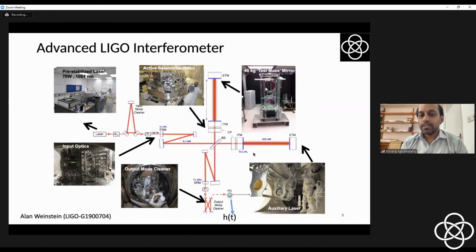And this signal is also further enhanced in these Fabry-Pérot cavities, which is sensitive to the gravitational wave signal. Then the signal comes out through the signal recycling cavity, then goes through the output mode cleaner, which also cleans the light that comes out of the interferometer. So there are a lot of cavities that are involved. We do record the signal from all these different cavities.